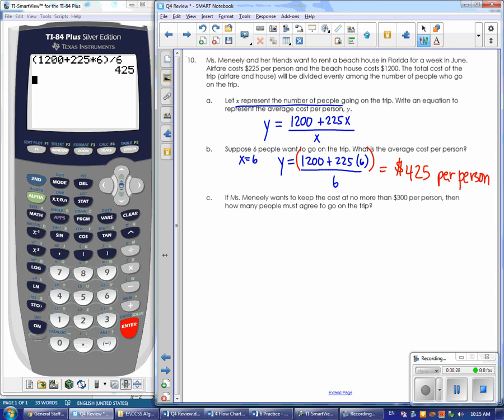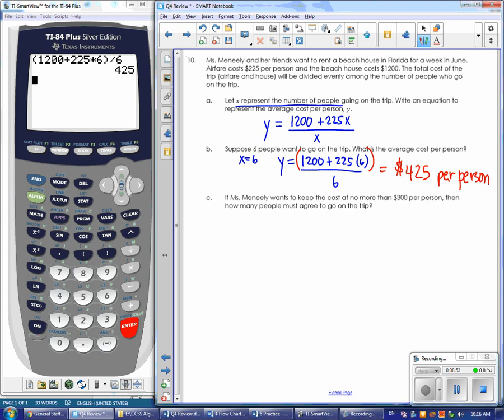Let's take a look at letter C. If Ms. McNeely wants to keep the cost at no more than $300 per person, obviously if it's going to cost $425 for 6 people to go, and I want to make the cost smaller, remember that inverse relationship, right? If these two quantities are inversely related, if I want the price to decrease, that means the number of people going is going to have to increase. So I want to figure that out.